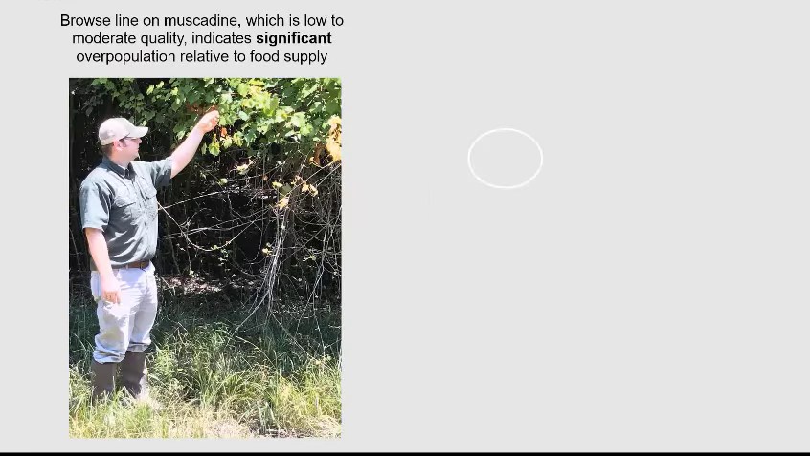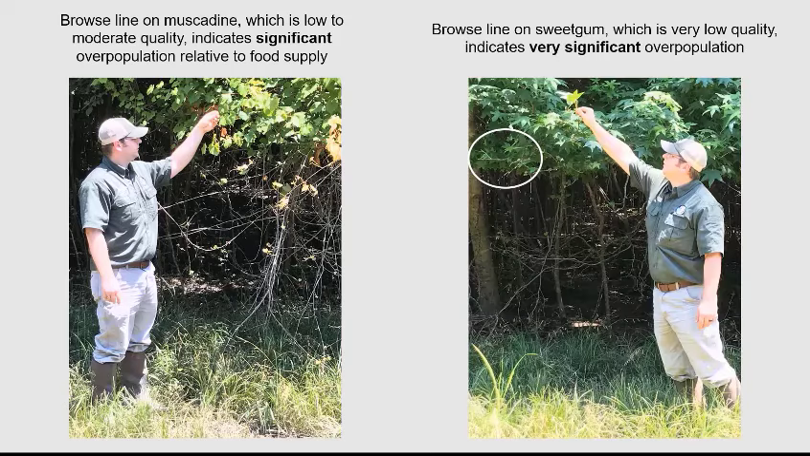Here's a picture of an extreme browse line, and one of my friends and biologists here in Mississippi showing a browse line on muscadine and also on a sweet gum. Now, muscadine is a moderate quality plant. If you see a browse line on a moderate quality plant, that indicates a very significant overpopulation relative to the food supply. And if you see a browse line on sweet gum, oh my goodness, you have very significant overpopulation.